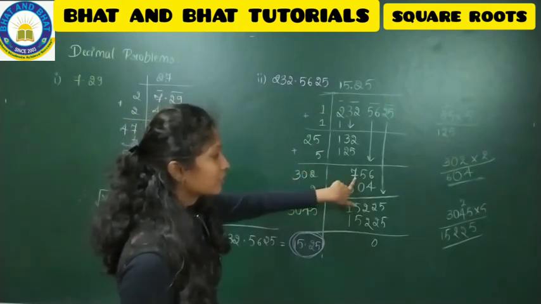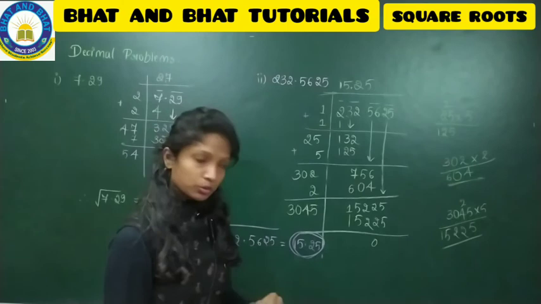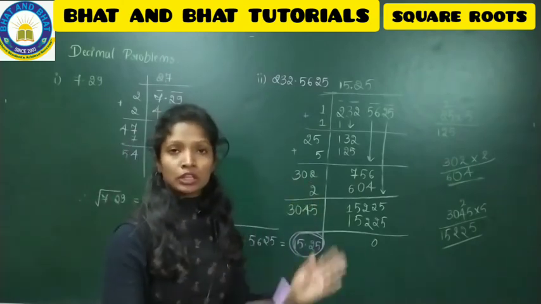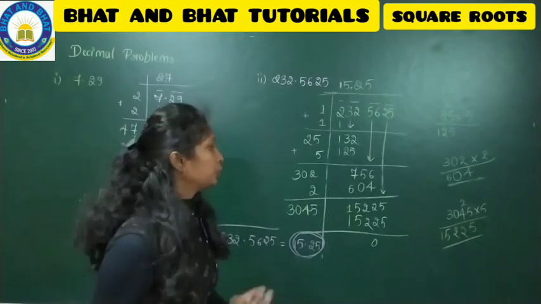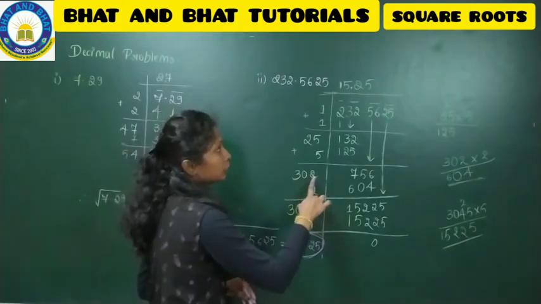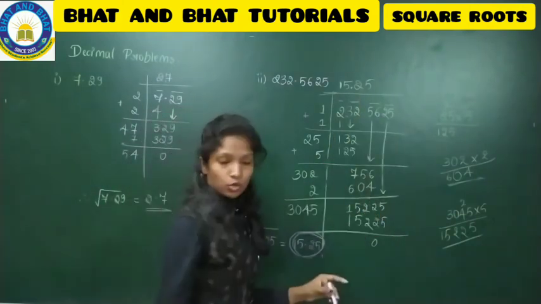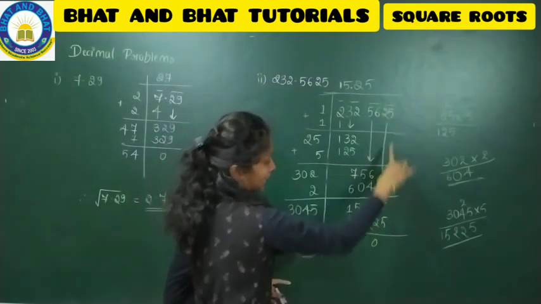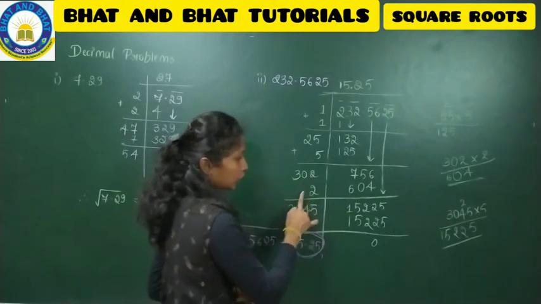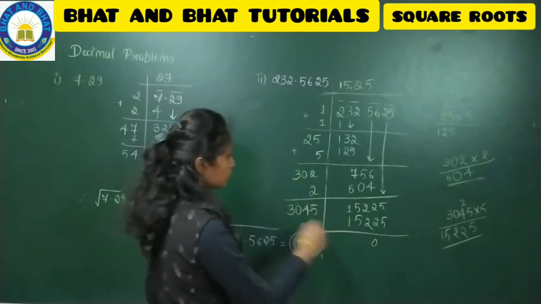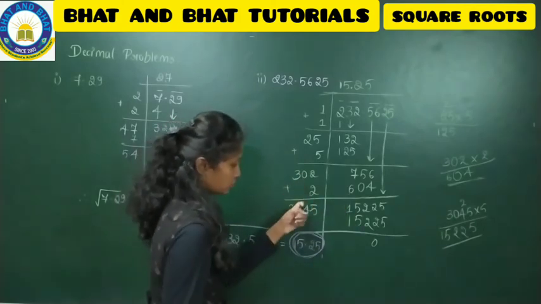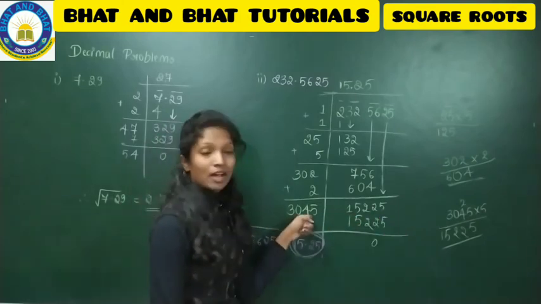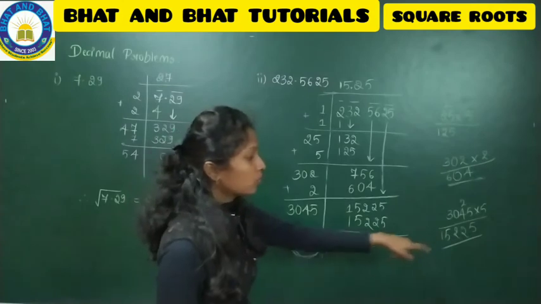So in 30, 756, in which one side it will go, you have to see. So 300 into 0, 0. 301 into 1, 302 into 2. If like that, if you see, 302 2s are 604 and the remainder is 152. Take this 25 down. 302 plus 2, 304, and you have this number and you have to check in which one side it will go.